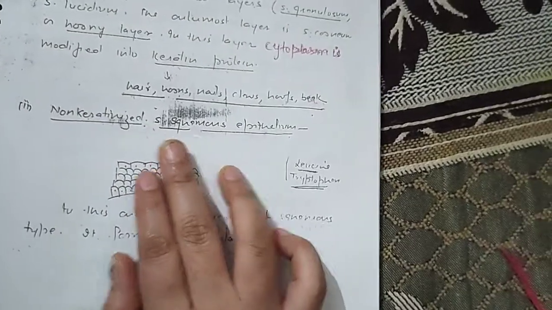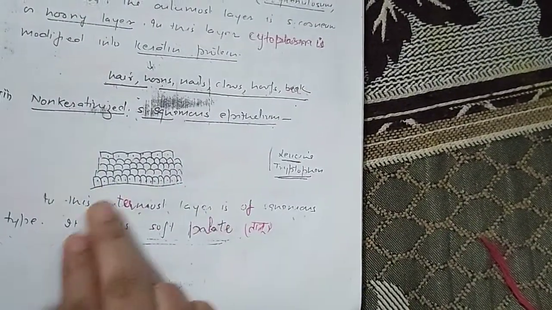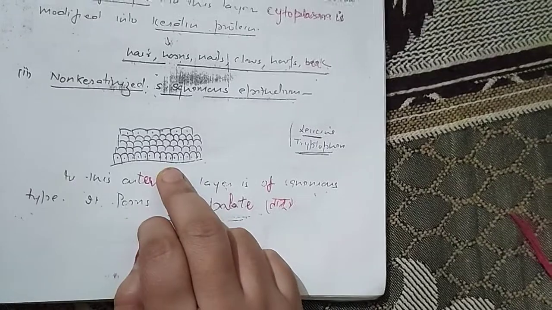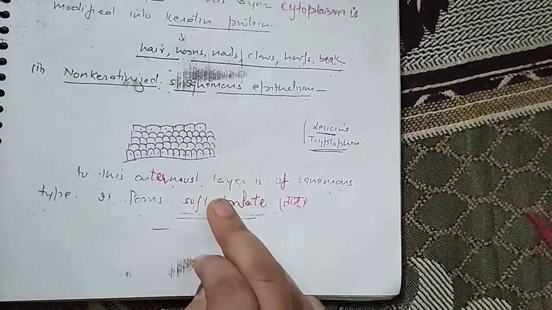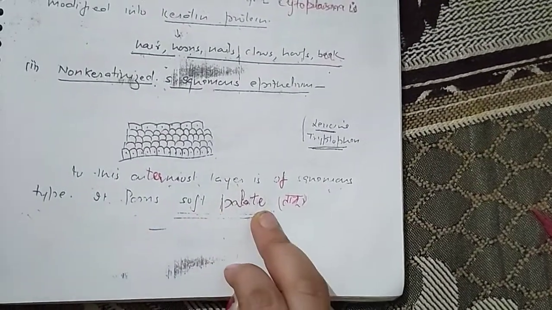Non-keratinized squamous epithelium is like this. Here you can see the structure. In this, the outermost layer is of squamous type. It forms the soft palate.